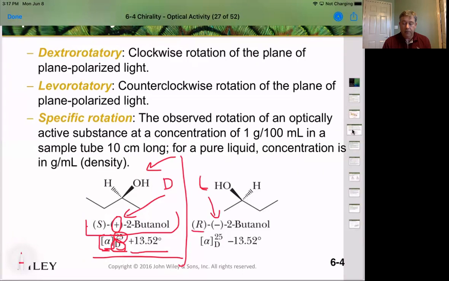So the R derivative is levorotatory and will rotate it exactly 13.52 degrees in the opposite direction of the S isomer. Okay, so that's how we get to the dextrorotatory, which is clockwise, and levorotatory, counterclockwise, in specific rotation, so we can compare that measurement from lab to lab to lab.